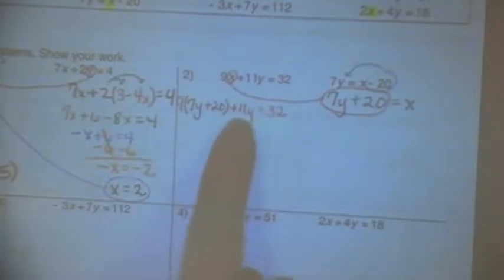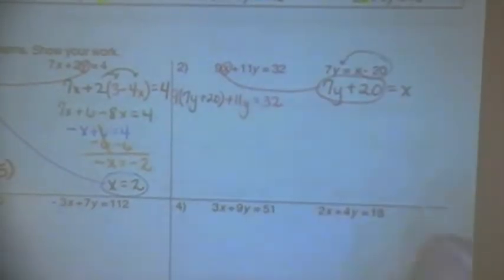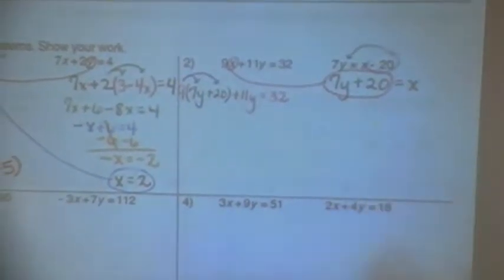Check once you get to this point, make sure you have all the same letter. And I do have all y's. Now I'm just solving for y, so now it's just an equation.